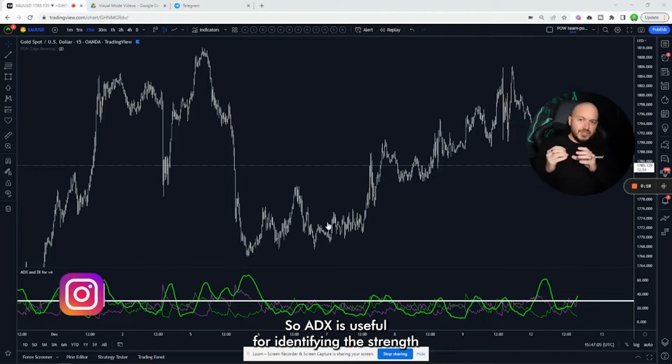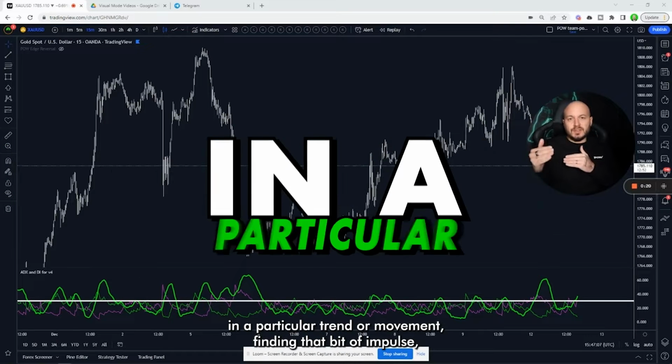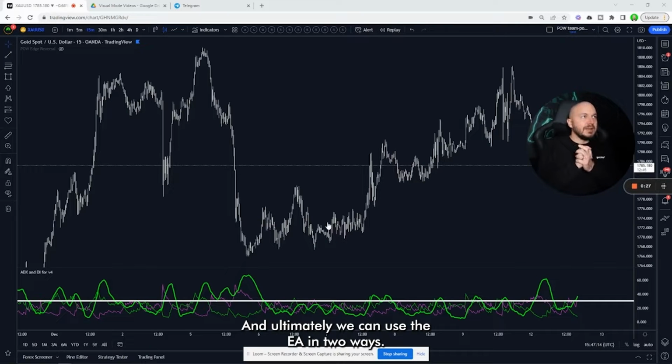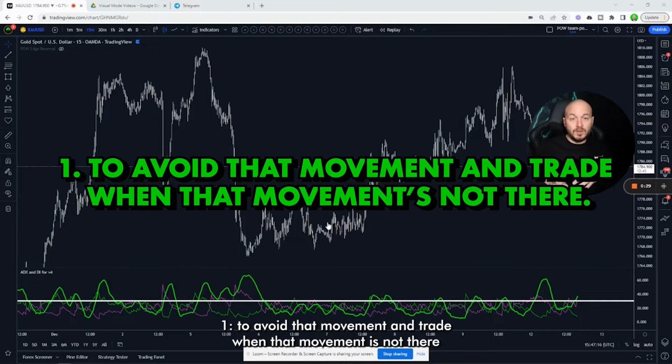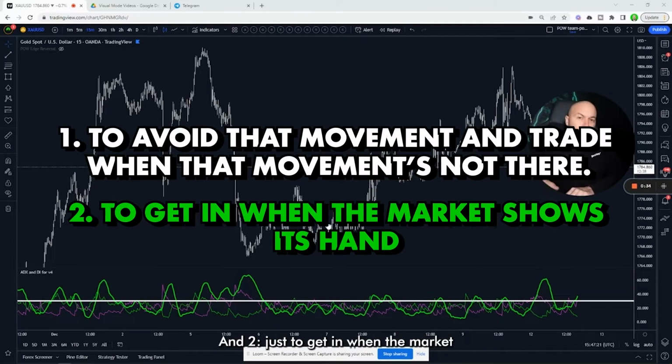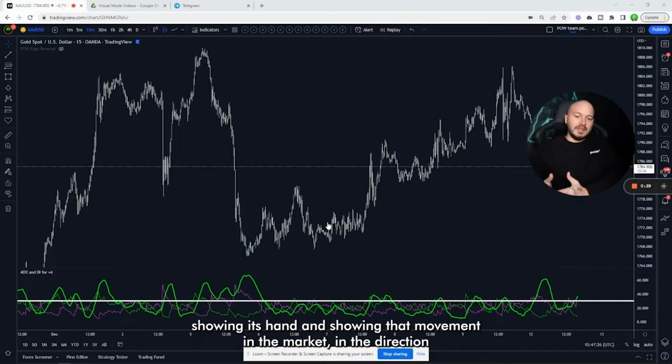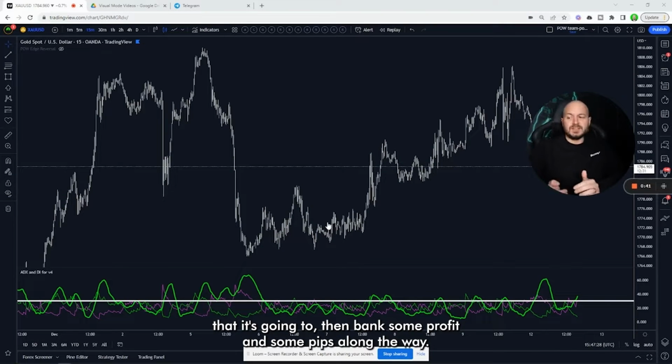ADX is useful for identifying the strength in a particular trend or movement, finding that bit of impulse, that market volatility, that movement. And ultimately we can use the EA in two ways. One, to avoid that movement and trade when that movement's not there. And two, just to get in when the market's showing its hand and showing that movement in the direction that it's going, to then bank some profit and some pips along the way.